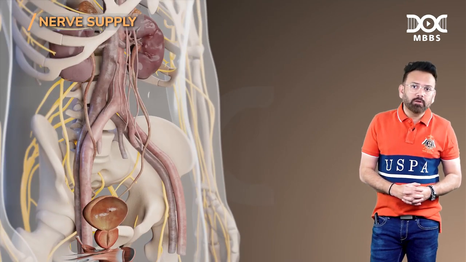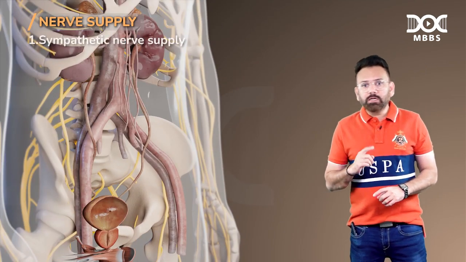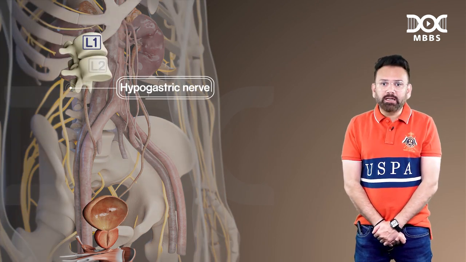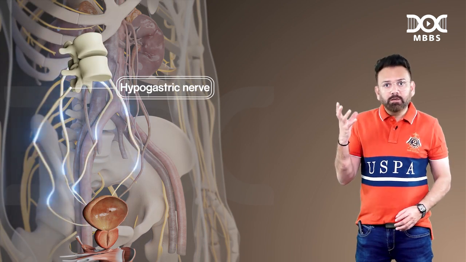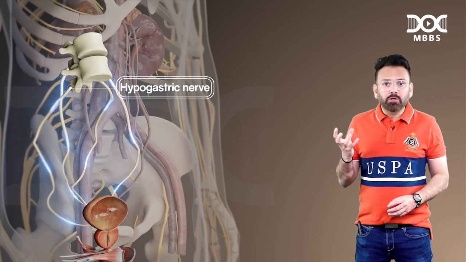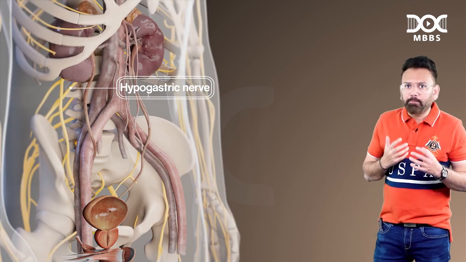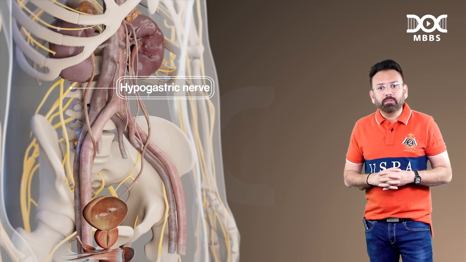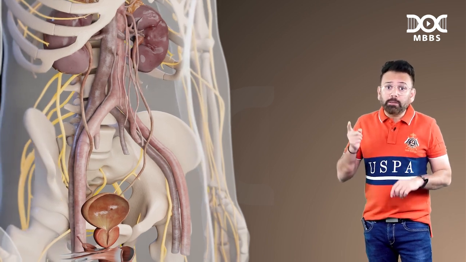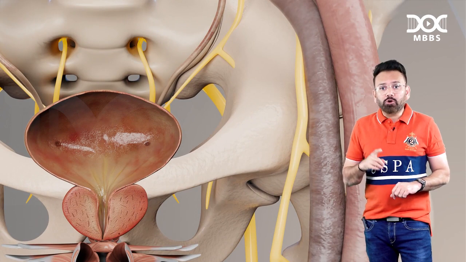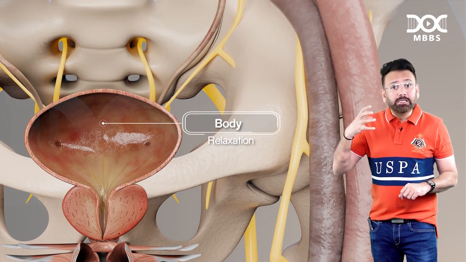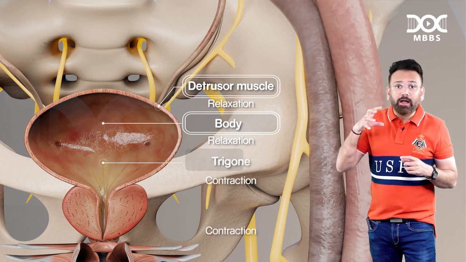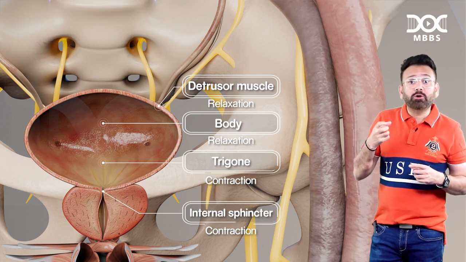Now nerve supply. You have to remember 3 nerves for this. One is the sympathetic nerve. This is by the hypogastric nerve and the root value is L1, L2. It supplies the bladder, the detrusor muscle, the trigone and the internal sphincter. Now during sympathetic activity, you don't have to do micturition. You are in stress, you want to run, you don't have time, so you don't want to do micturition. So sympathetic supply will cause relaxation of the detrusor muscle, so that it should not empty the bladder. On the other hand, the trigone and internal sphincter will remain contracted.